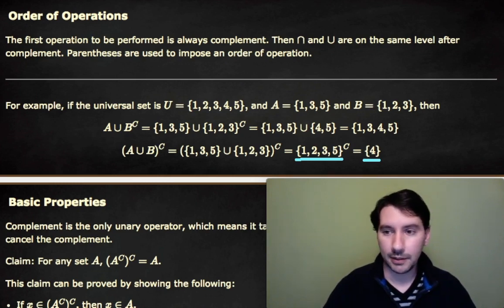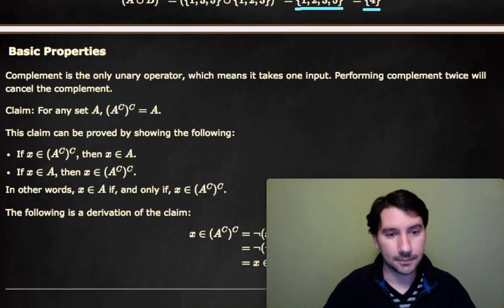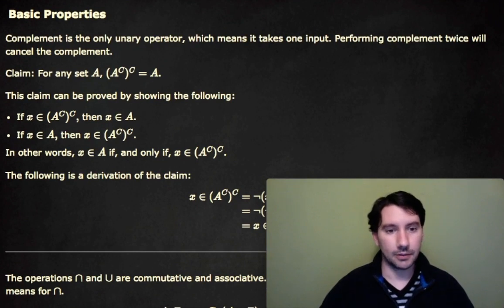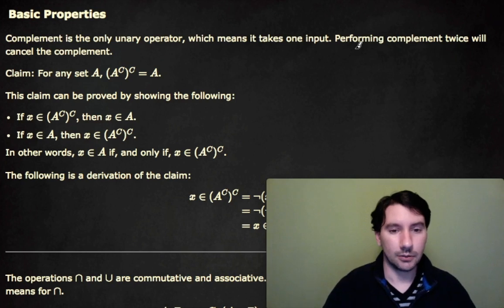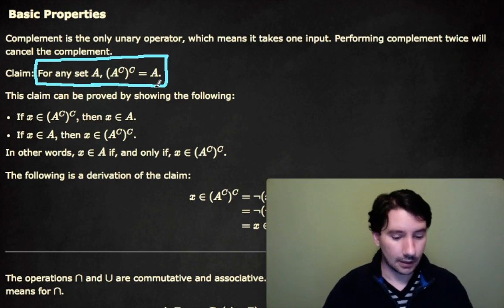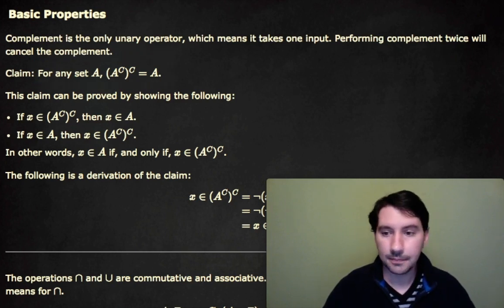Now let's look at some of the basic properties of these operations. The complement is the only unary operator, which means it takes one input, and it gives us an output. And the most fundamental property of complement is that if you take the complement twice, you get the set that you started with back. So for any set A, the complement of the complement of A equals A. We can prove this claim.